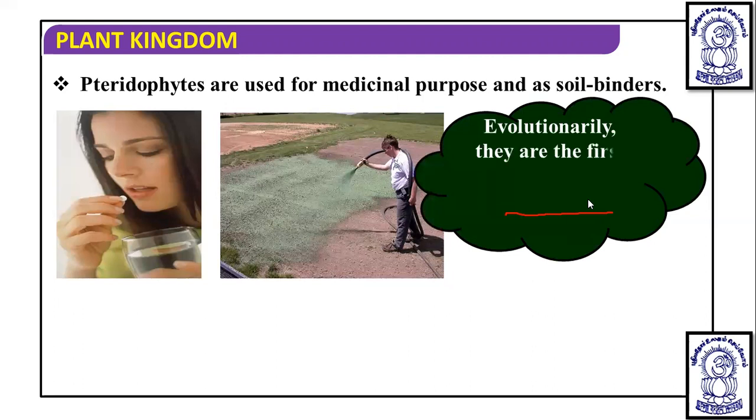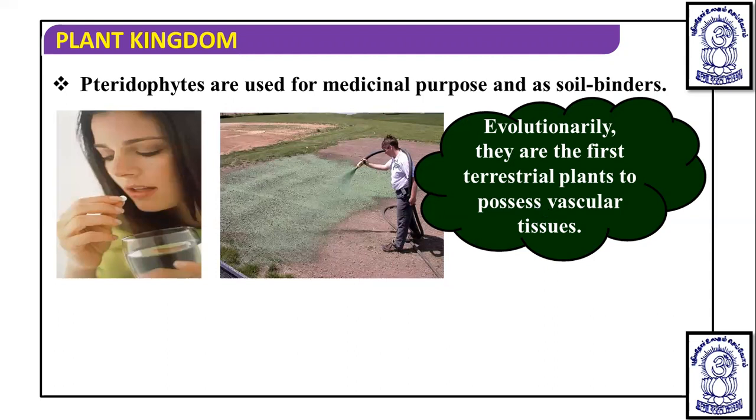And evolutionarily, they are the first terrestrial plants to possess vascular tissue. They are the first vascular plants, which means these are the first plants in which xylem and phloem have developed as the transporting or conducting tissue.